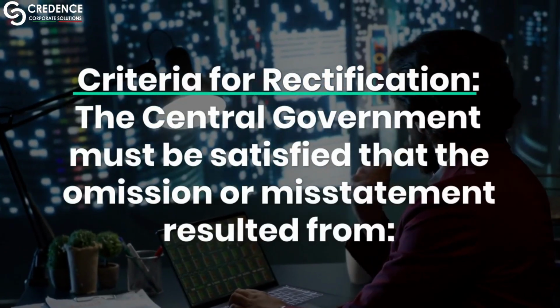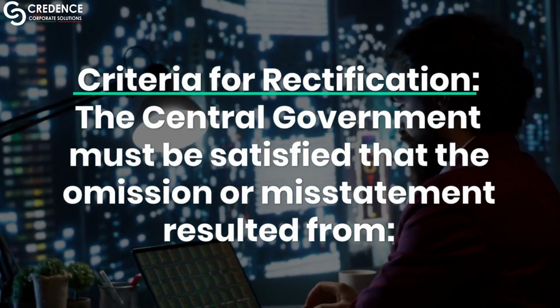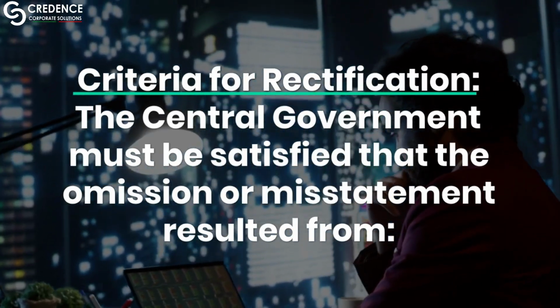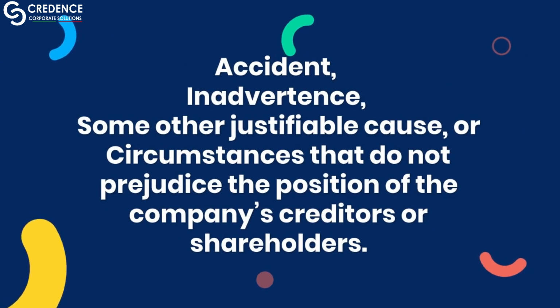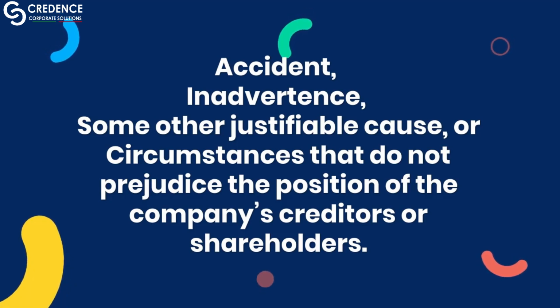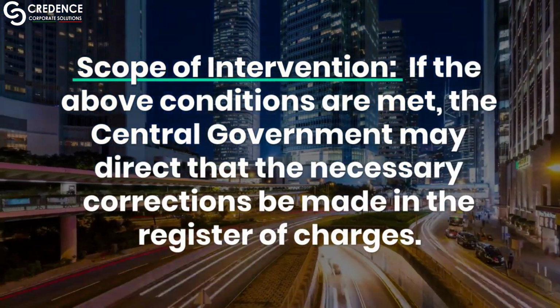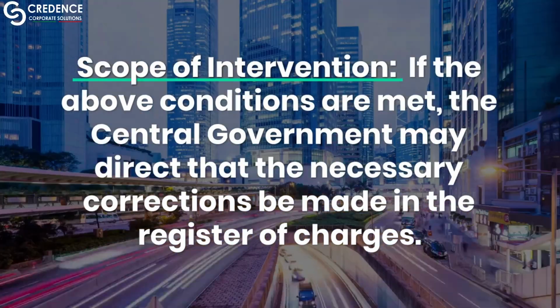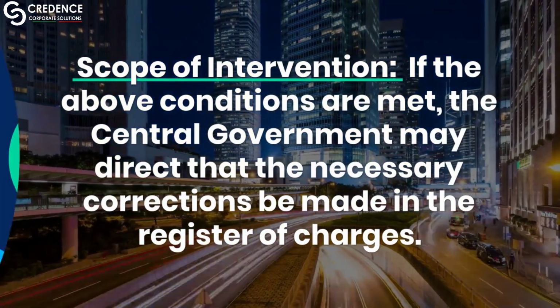Criteria for rectification. The central government must be satisfied that the omission or misstatement resulted from accident, inadvertence, some other justifiable cause, or circumstances that do not prejudice the position of the company's creditors or shareholders. Scope of intervention. If the above conditions are met, the central government may direct that the necessary corrections be made in the Register of Charges.